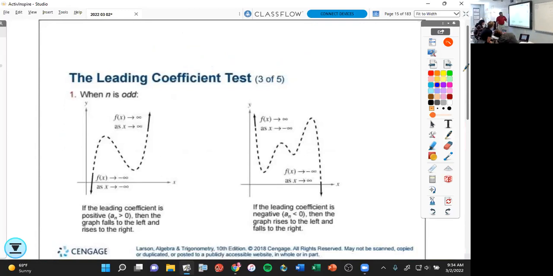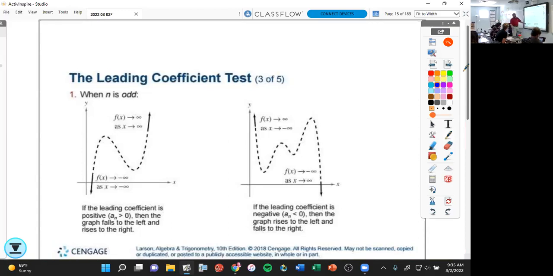So when n is odd, the graph will look like this. I don't know what's going to go on in the middle, but because it's odd, we're going in different directions. We could go down on the left and up on the right, or we could go up on the left and down on the right. What's going to change that? The sign of the leading coefficient, right?